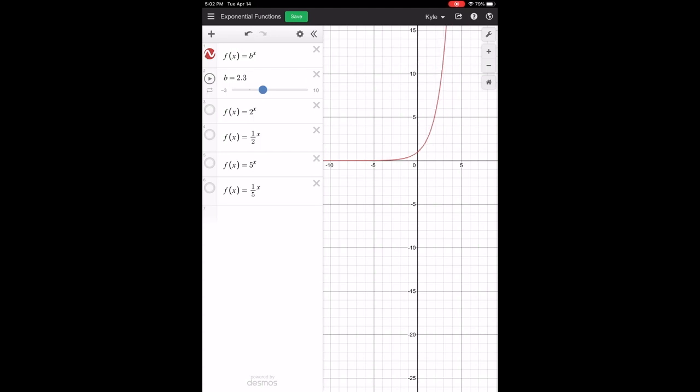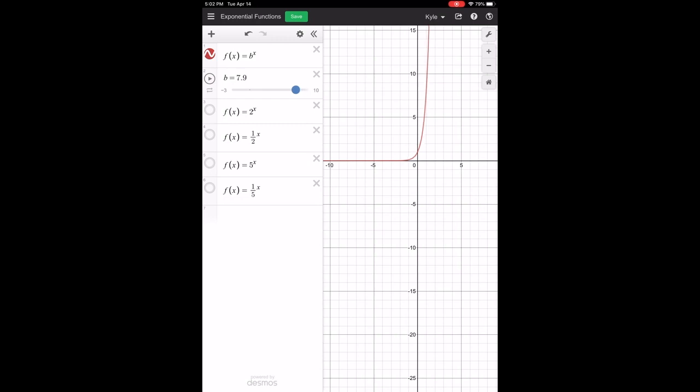Well, hopefully you noticed that's when we had b greater than 1. When I had numbers bigger than 1, I had very dramatic growth. And in fact, as I kept increasing, the curve got steeper and steeper and steeper, way more dramatic.